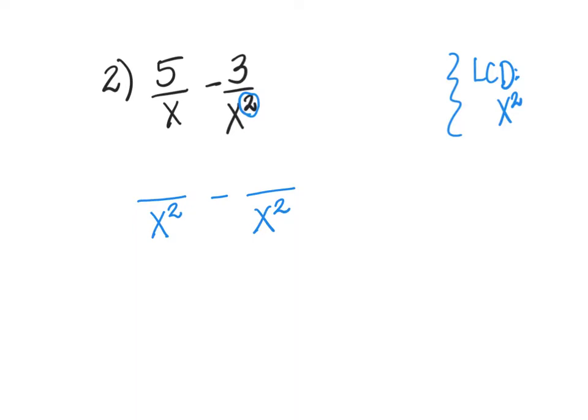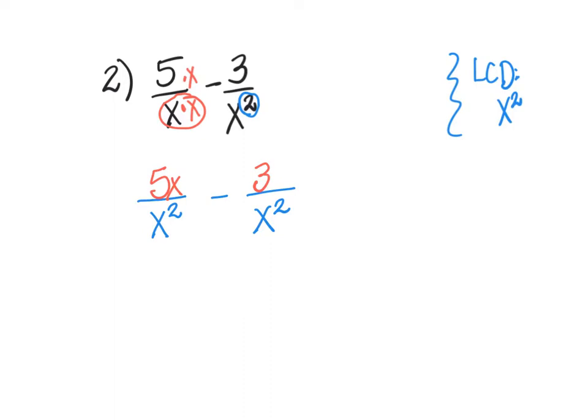All right, now I'm going to multiply each fraction by what it's missing from the LCD. My first fraction is 5 over x. It has one x, but it's missing a second x. So I'm going to multiply the numerator and the denominator both by x to get that x squared in the denominator. So 5 times x is 5x. Then I go to the second fraction. The second fraction has a denominator of x squared, so it already has what it needs and doesn't need to change. I'm going to just leave it as minus 3 over x squared.